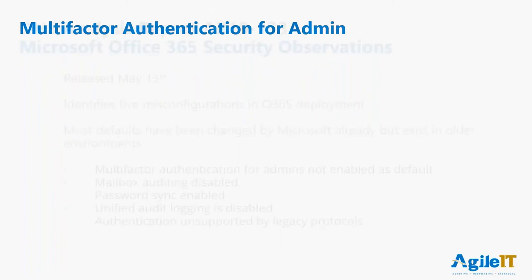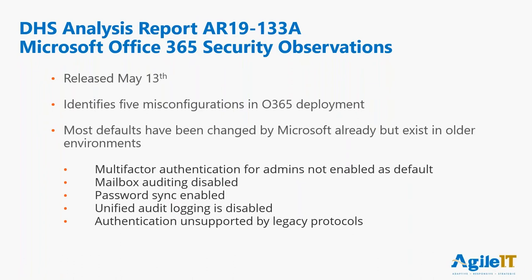Let's go back one slide. There. So basically, just a little bit of background on this article. It was released May 13th, so relatively new, 10 days ago. It identifies five misconfigurations in most deployments. Like Sean mentioned, most defaults have been changed by Microsoft, but if you had a deployment prior to February 2019, those still may linger in your environment. So that's when they actually did the correction prior to this being released.